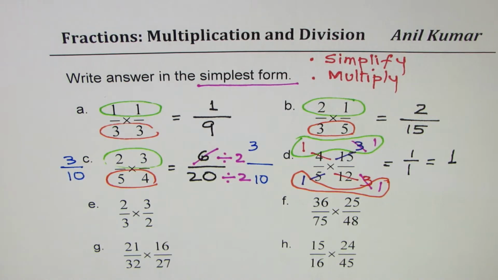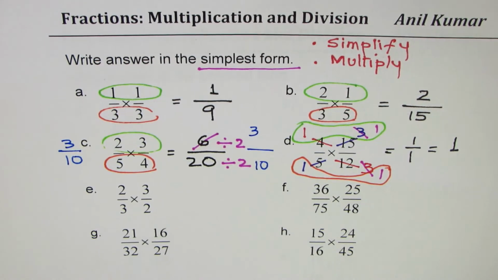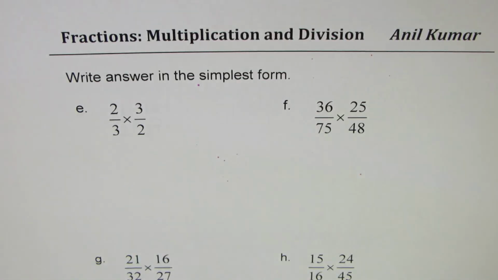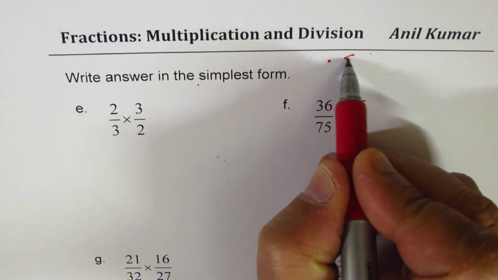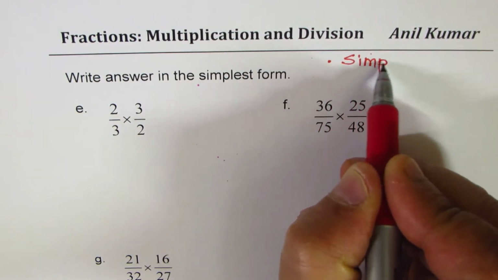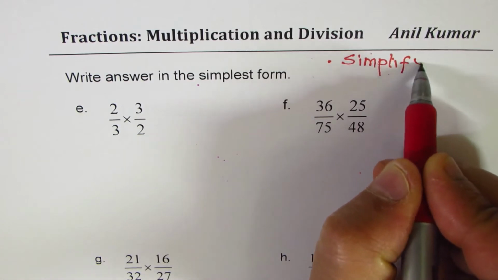Now, as a practice, I would like you to copy the next 4 questions. Try to simplify them and then multiply. Correct? And I'll show their solutions in the next page. So let's take up these 2 examples. So what should you do? First step is to simplify. Correct? So first step is simplify.